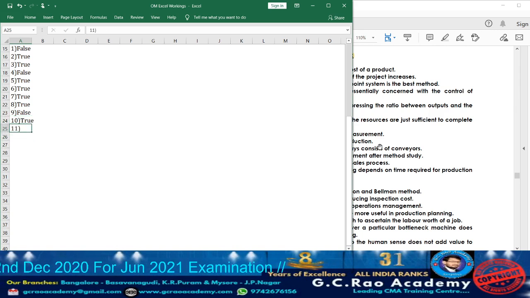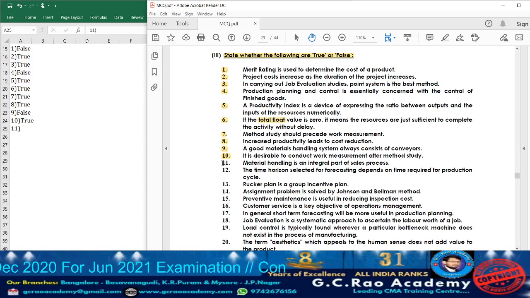Now moving on to statement 11. What are they telling? Material handling is an integral part of sales process. See, material handling will be a part of what? Manufacturing process. Material handling will be done at the time of manufacturing. So we can tell it is an integral part of manufacturing process.